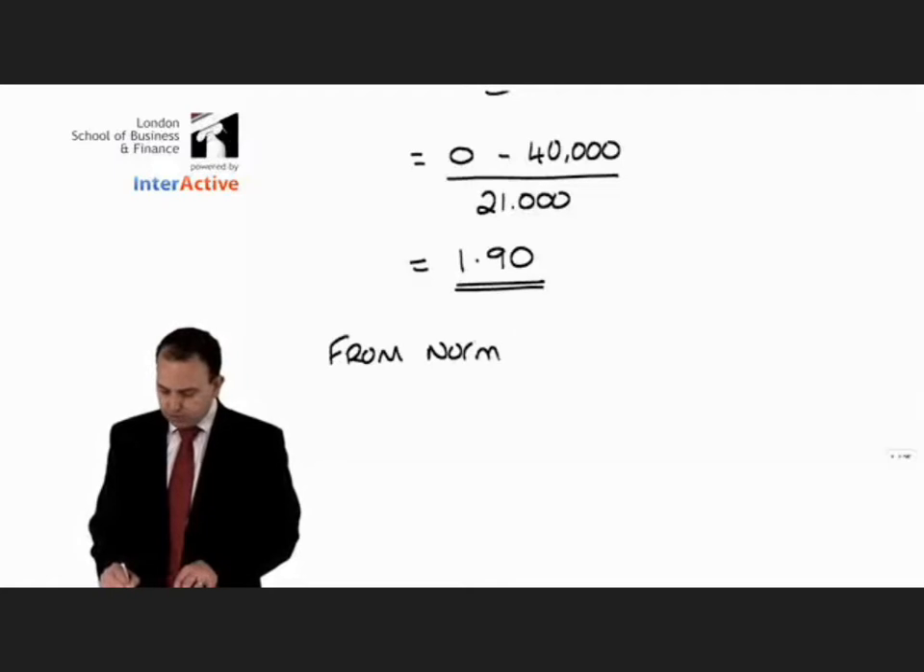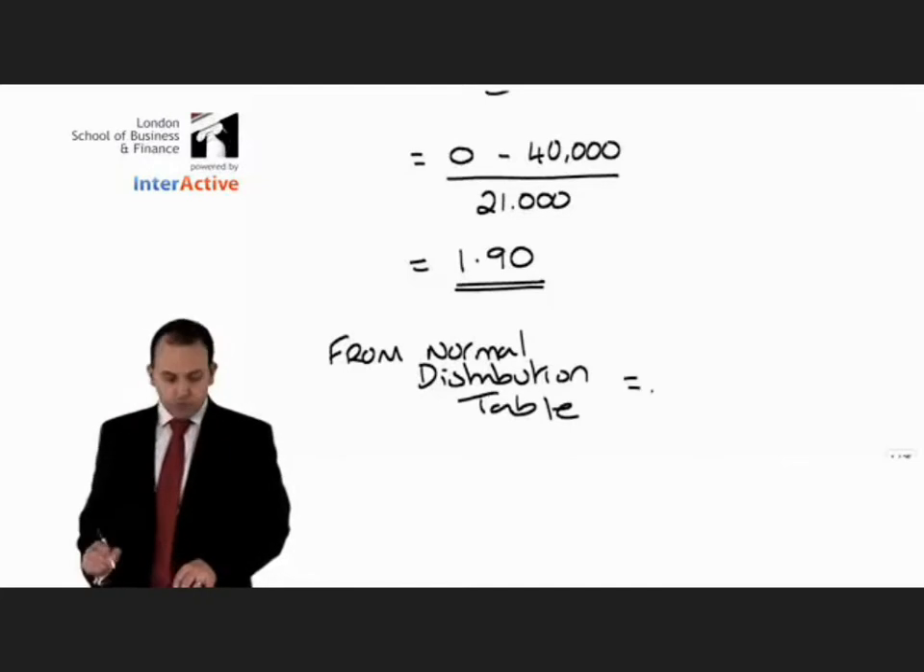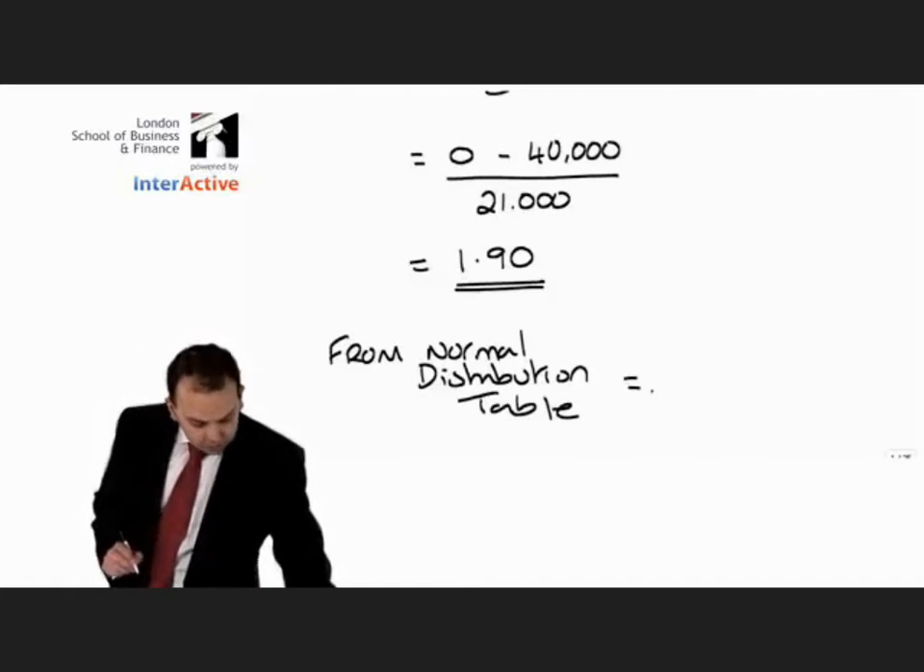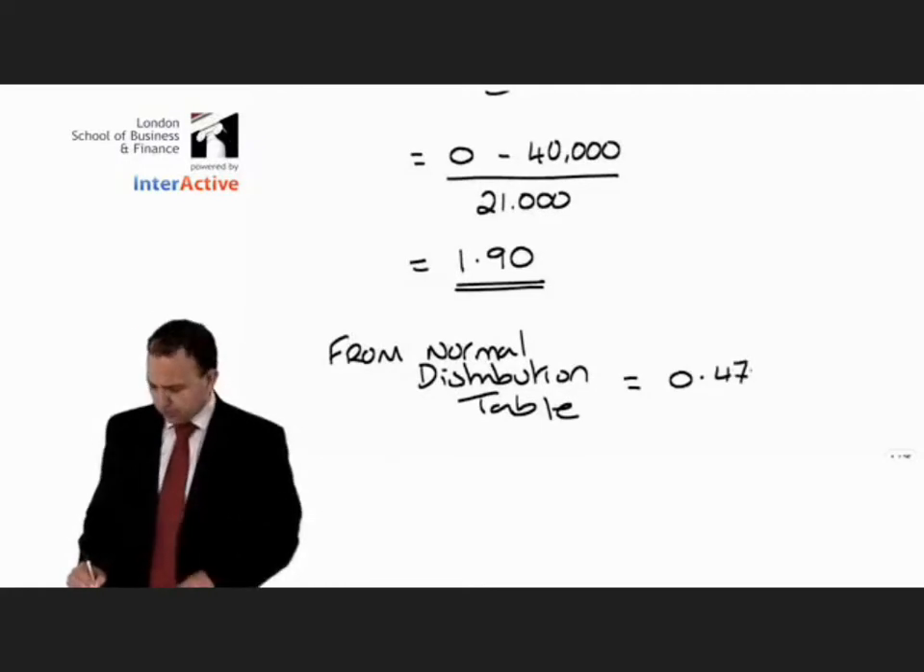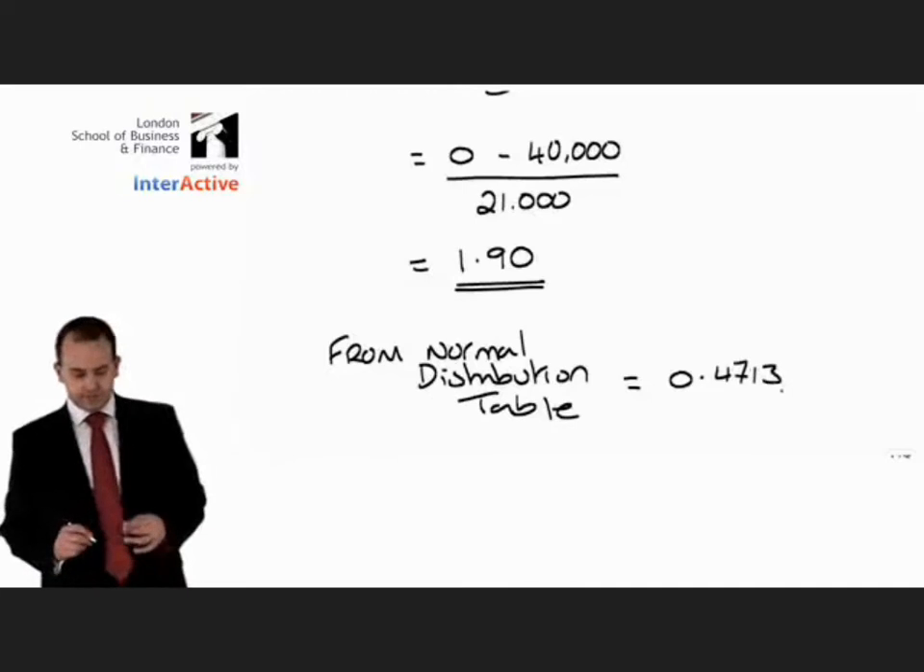From the normal distribution table, we can then read off the corresponding value for 1.9, and the corresponding value is 0.4713. Now remember, that only gives us the probability of the shaded area that we discussed. So the probability of this project having a present value that is between 0 and 40,000.